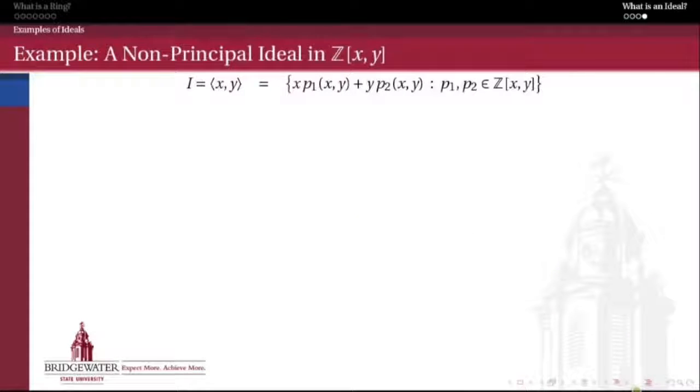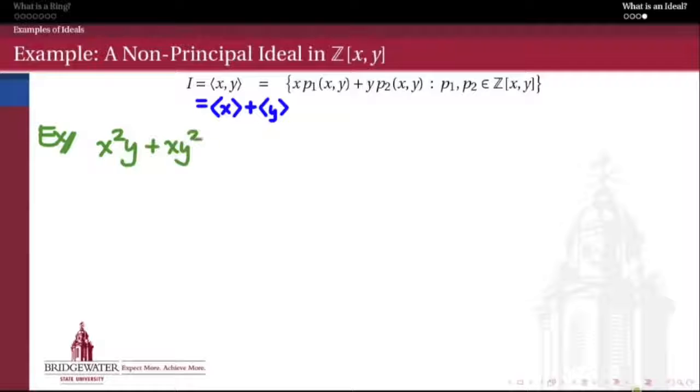Finally, let's look at an example of an ideal that's not, in fact, principal. And in order to get such an example, we actually have to go up a little further in our study of rings and think about the ring of polynomials in two variables, x and y, say with integer coefficients. And we're going to look here at the ideal, which is the sum of the ideal generated by x and the ideal generated by y. The question is, is this a principal ideal?